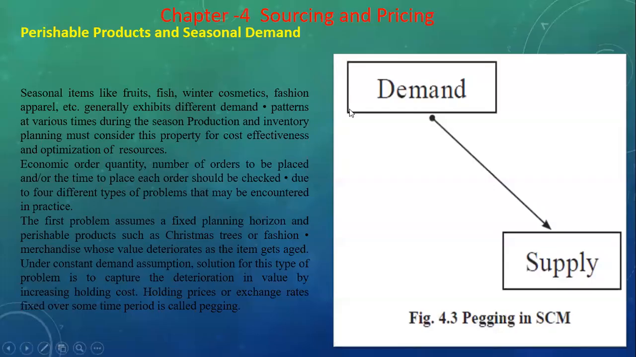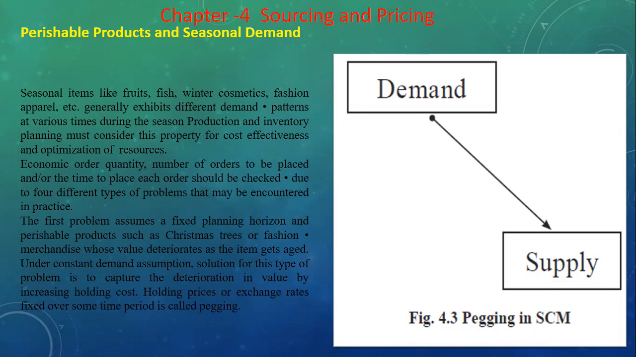Today in the session we will understand planning and strategy for perishable products and seasonal demand. We are just completing the fourth chapter, sourcing and pricing. So how can we decide the pricing of perishable products and how to source such perishable items? We will understand with the help of this session.